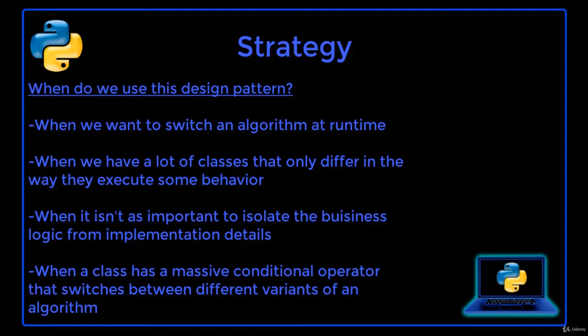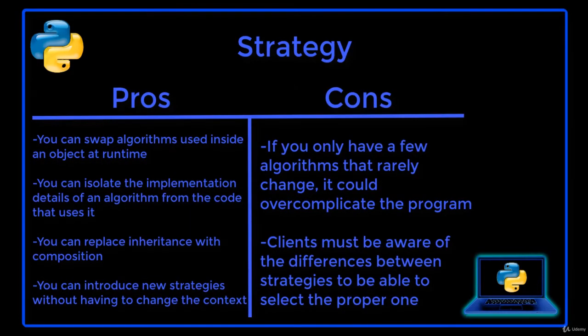We use the strategy design pattern when we want to use different variants of an algorithm with an object, and be able to switch from one algorithm to another during runtime. We can also use this pattern when we have a lot of classes that only differ in the way they execute some behavior. This design pattern is also used when isolating the business logic of a class from the implementation of algorithms that may not be as important in the context of that logic. We use the strategy pattern when a class has a massive conditional operator that switches between different variants of some algorithm. Let's look at the pros and cons of using the strategy design pattern.